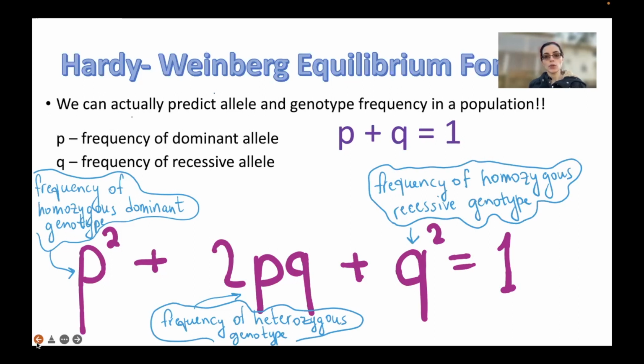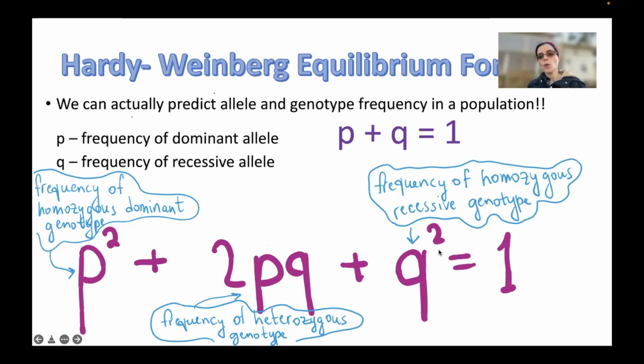Hardy-Weinberg equilibrium is a model that is used to predict allele and genotype frequencies in a population. We say that P is the frequency of the dominant allele, and Q is the frequency of the recessive allele. P plus Q, the sum of P and Q, has to equal 1. P squared is the frequency of the homozygous dominant genotype. 2PQ is the frequency of the heterozygous genotype. When we have individuals that have both alleles, that's heterozygous.